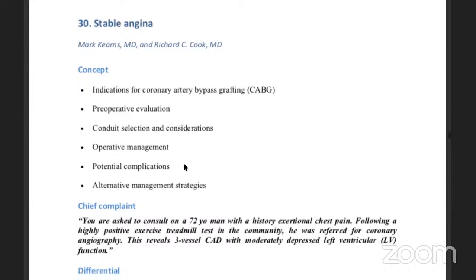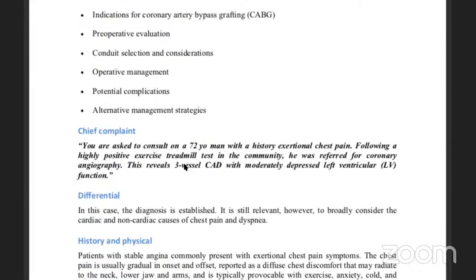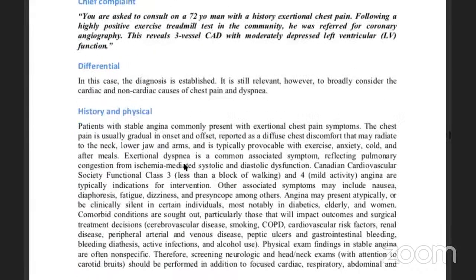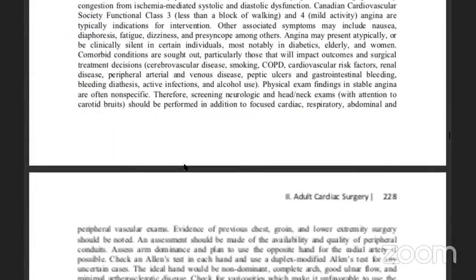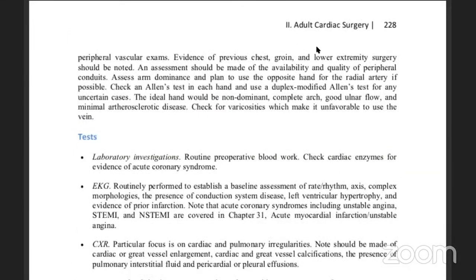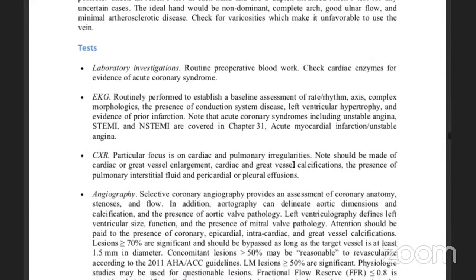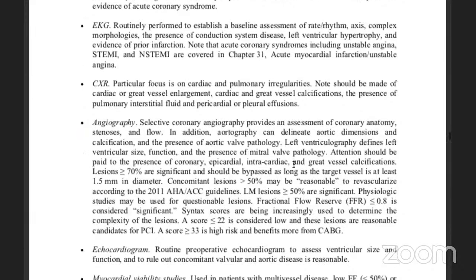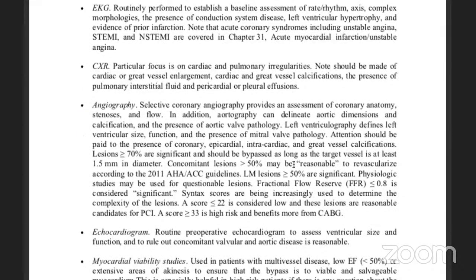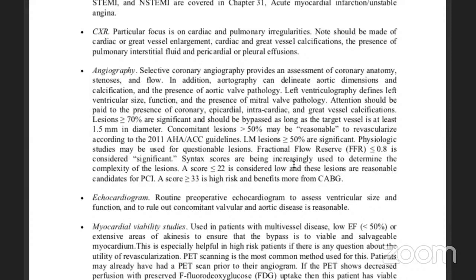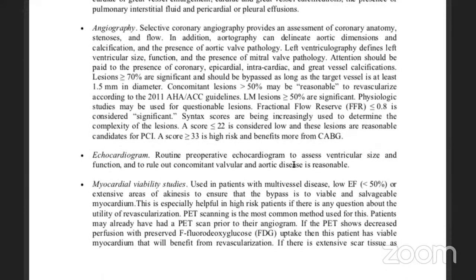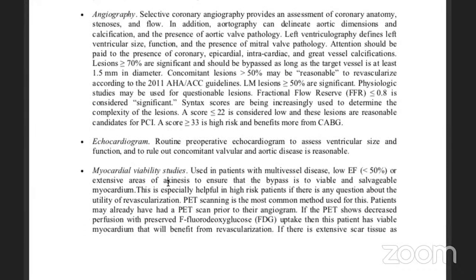Okay. So we talked about the history and the physical examination, and then the tests: the routine labs, ECG, chest X-ray, and the angiography, echo for the assessment of the ventricle size and function, and to rule out any other valvular diseases or aortic disease. The viability study is used in patients with multivessel disease with a low ejection fraction or extensive areas of akinesia, to ensure that the bypass is to a viable and salvageable myocardium.